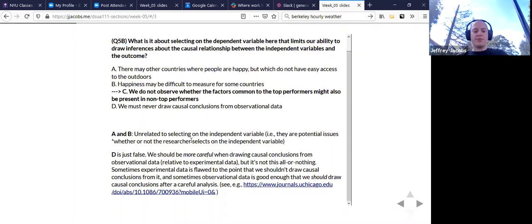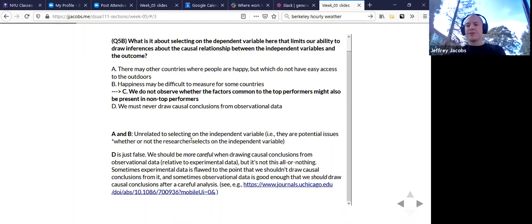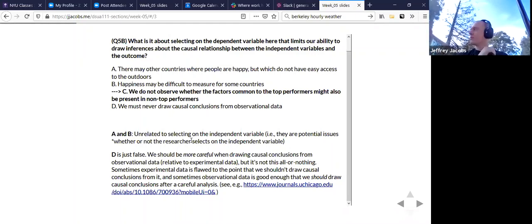Cool. So that's why, rating them in order, A and B are general issues. C is the issue: we need to be able to compare top performers with not top performers. And then D is the weirdest one because it's just false. We have to be more careful when drawing causal conclusions from observational data versus experimental data because we don't have all the nice features of an experiment built in. But it doesn't mean we must never draw causal conclusions, right?